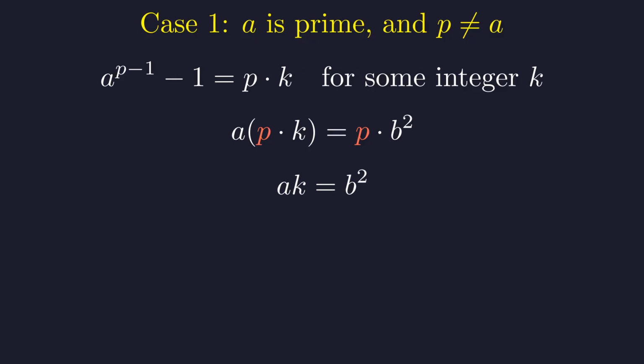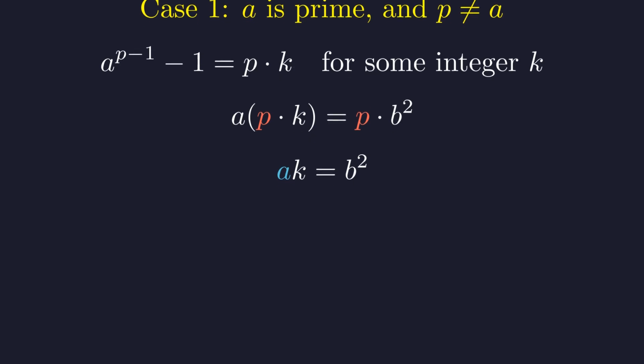This simplifies to a times k equals b squared. Here's where being prime becomes crucial. Since a is prime and divides this product, it must divide b itself. It's like a prime number's signature. It can't divide a product without dividing one of the factors. So b must be a multiple of a.